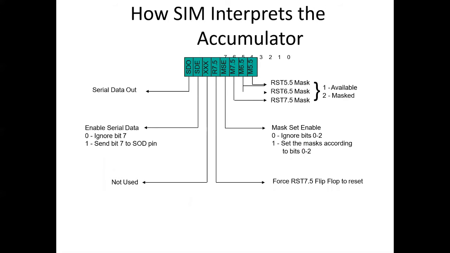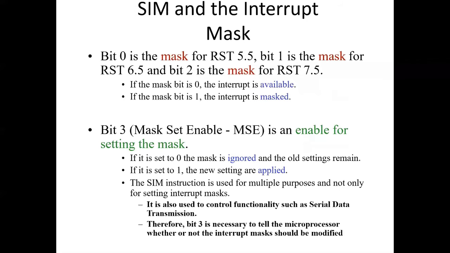Now how SIM interprets the accumulator, this we have seen. Bit 0 is the mask for RST 5.5, bit 1 is the mask for RST 6.5 and bit 2 is the mask for RST 7.5. Bit 3, mask set enable, is an enable for setting the mask.